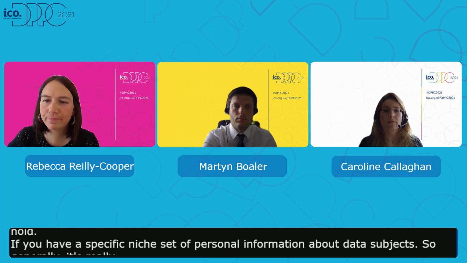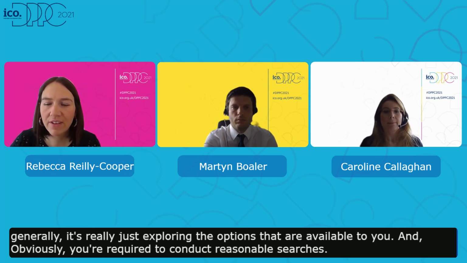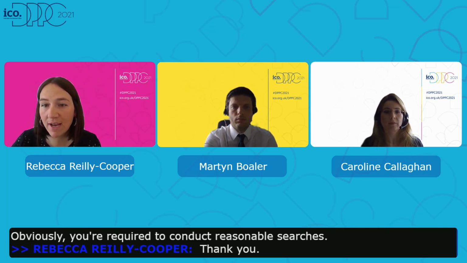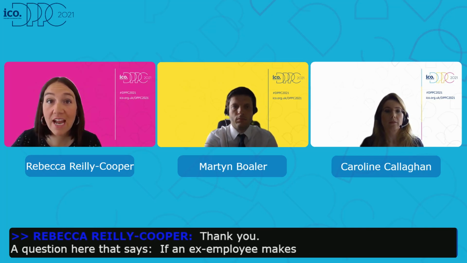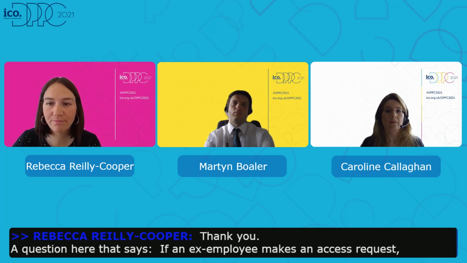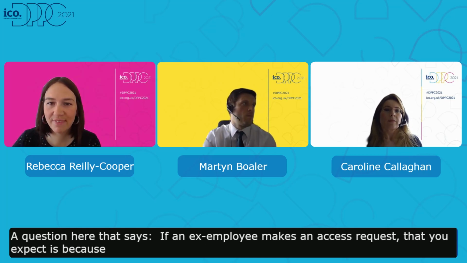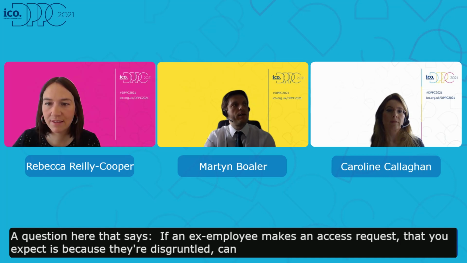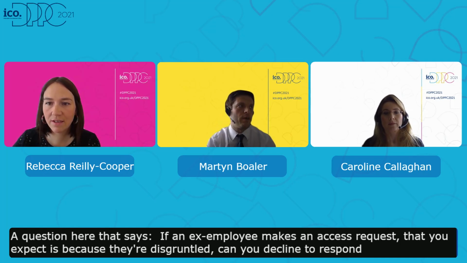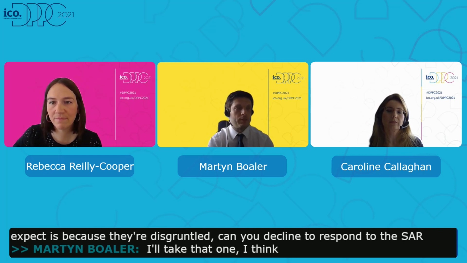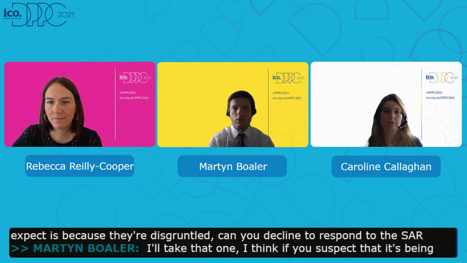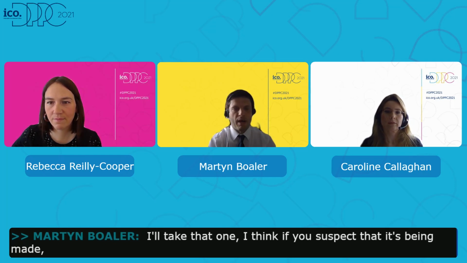Thank you. There's a question here that says, if an ex-employee makes a subject access request that you suspect is just because they are disgruntled, can you decline to respond to the SAR? I'll take that one. If you suspect that it's being made just because they are a disgruntled former member of staff, you'd probably need a bit more burden of proof in terms of going down the route of saying it's manifestly unfounded or something like that.